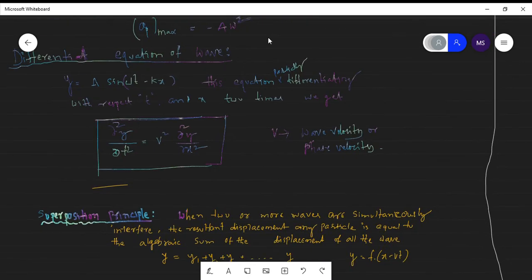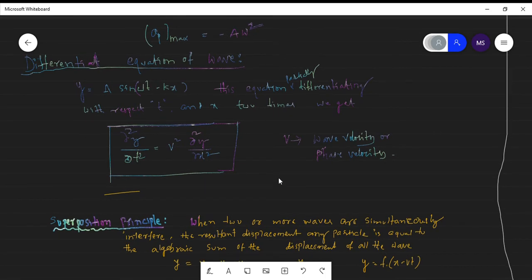Next, the differential wave equation. The differential equation of the traveling wave is obtained like this. The displacement equation is differentiated partially two times with respect to t, and two times with respect to x, and by equating these we can get the differential equation: ∂²y/∂t² is equal to v² into ∂²y/∂x². This is the wave equation, the traveling wave equation.